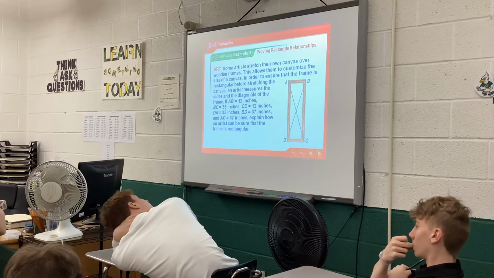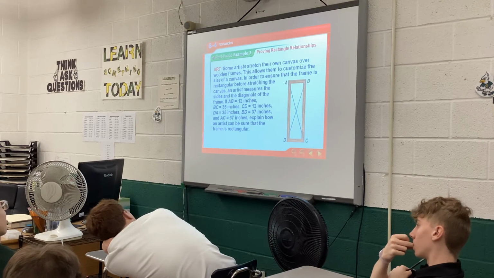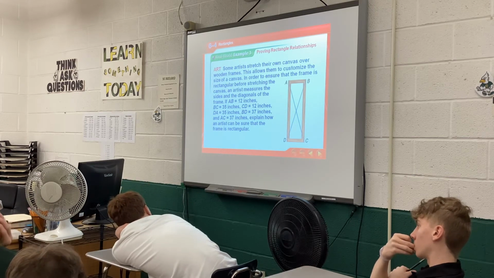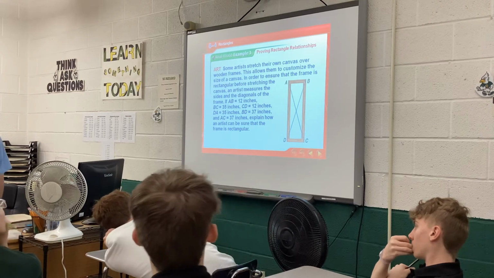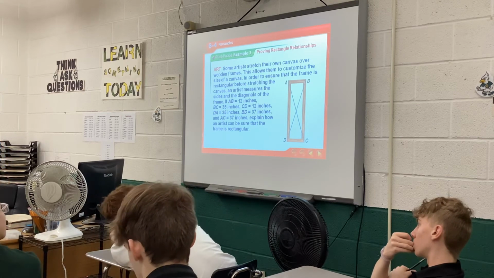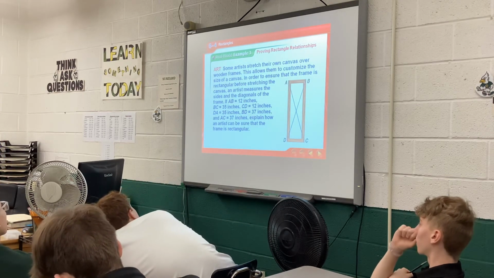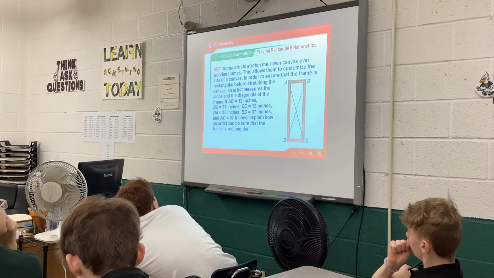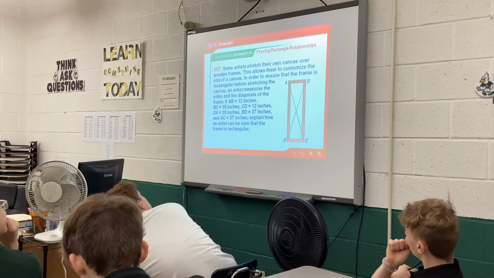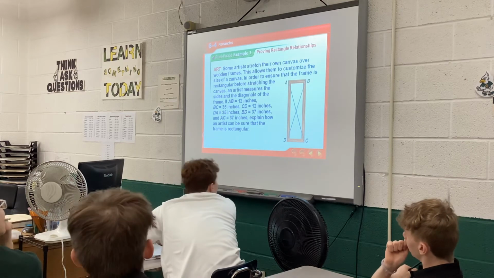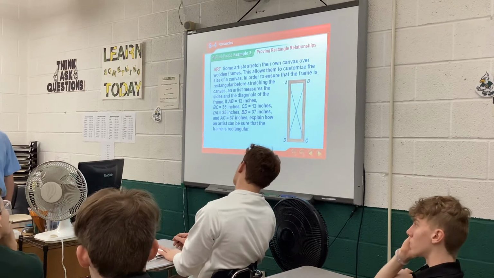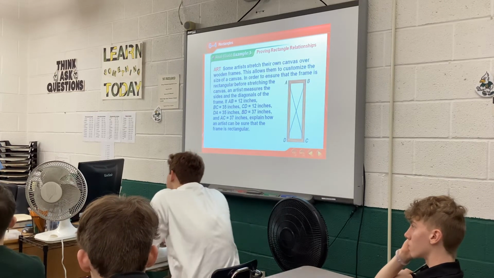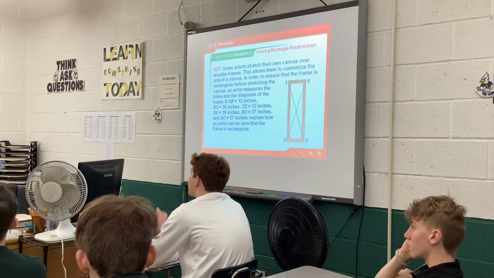In order to ensure that the frame is rectangular, before stretching the canvas, an artist measures the sides and the diagonals. If AB is 12, everybody see where that is? So if the top's 12, BC, which would be the right-hand side, is 35, CD is 12, and DA is 35, BD is 37, and AC is 37. Do I have a rectangle? Yes. Everybody agree? Yes.